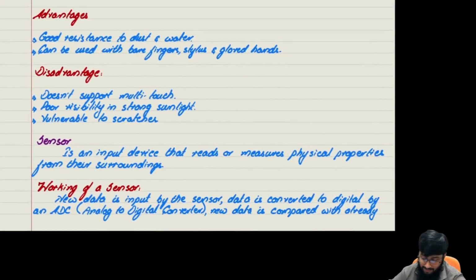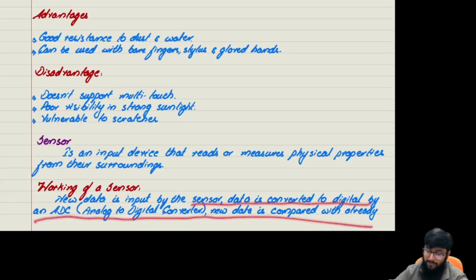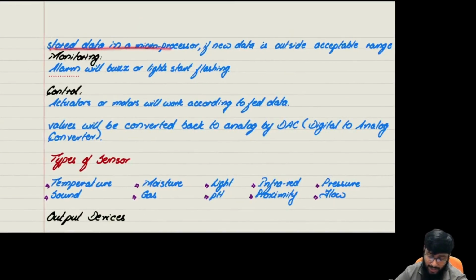So you might see I have mentioned here: new data is input by the sensor. Data is converted to digital by an ADC, analog to digital converter. New data is compared with already stored data in a microprocessor. Now, if the data is outside the acceptable range, what is going to happen? The alarm will buzz.